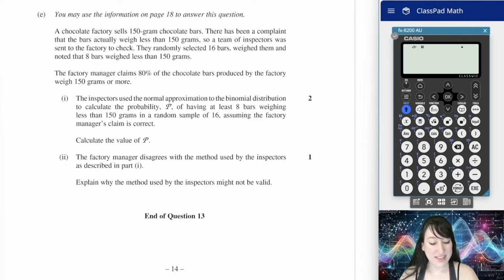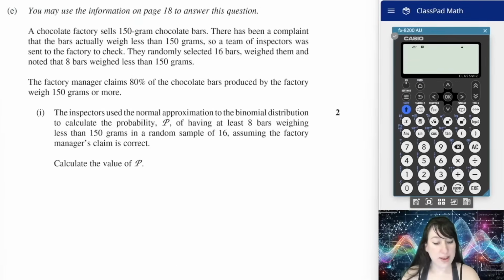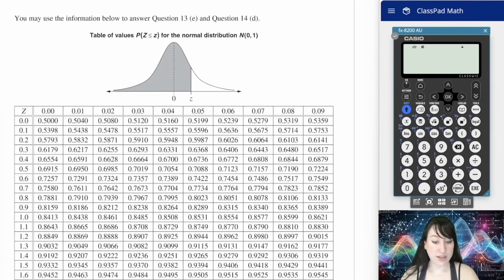Part 1. The inspectors used the normal approximation to the binomial distribution to calculate the probability P of having at least 8 bars weighing less than 150 grams in a random sample of 16. Assuming the factory manager's claim is correct, calculate the value of P. Now, the information on page 18 that the question refers to is a standard normal table, which is this table here. So we'll come back to this when we need it.